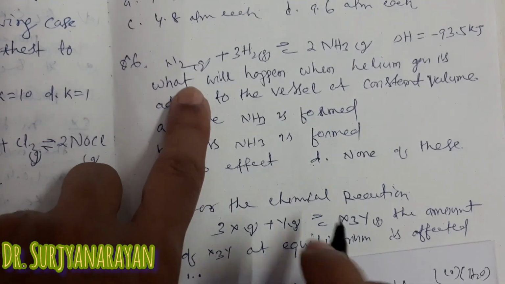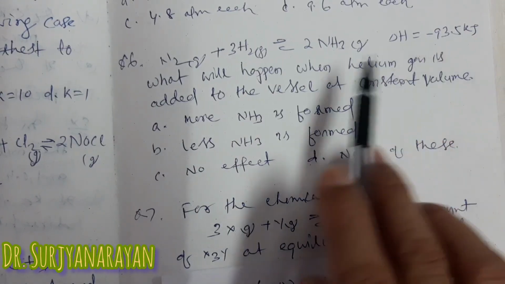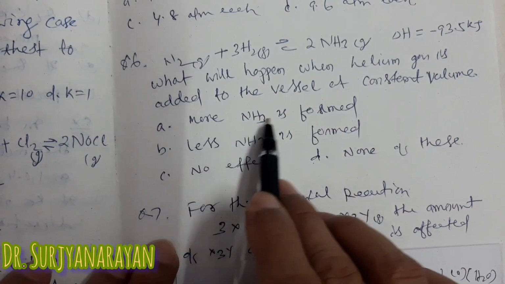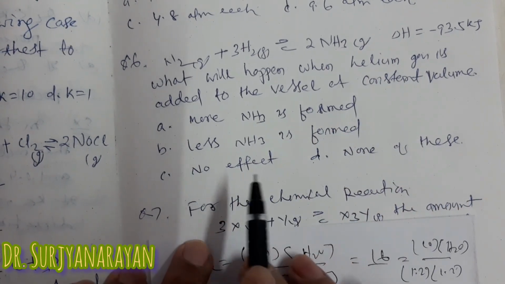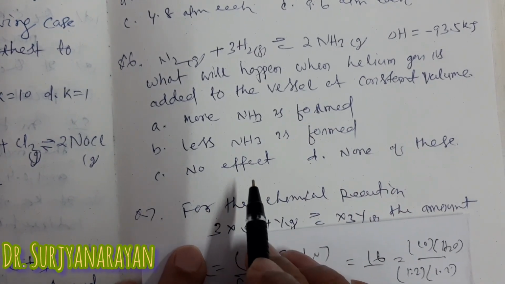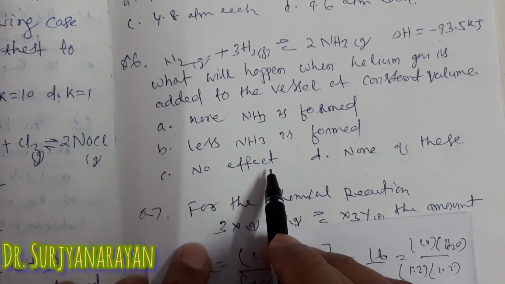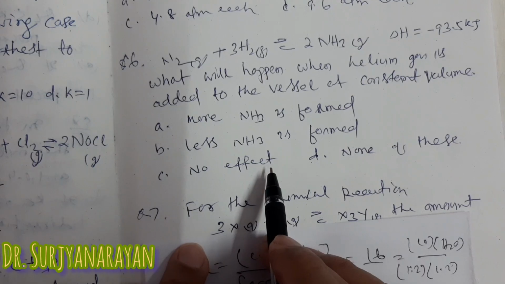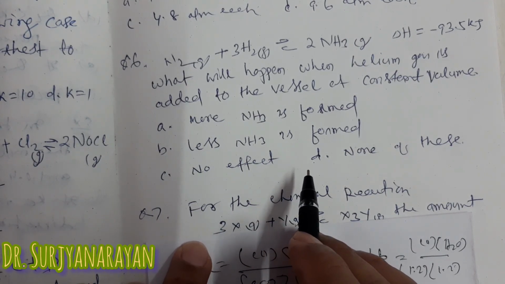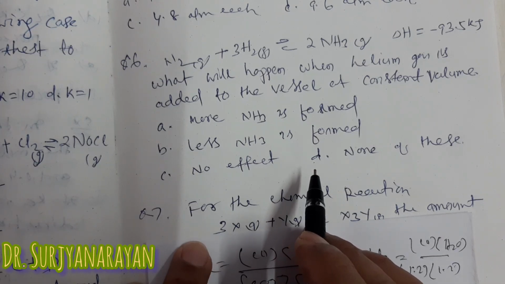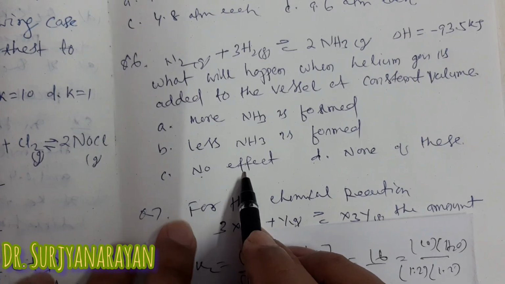Next, nitrogen and hydrogen giving ammonia, delta H is this much. What will happen when helium gas is added to the vessel at constant volume? So you see, no effect. It will have no effect on the equilibrium, because the partial pressure and concentration of the reacting gases, nitrogen, hydrogen and ammonia, do not change. So choice C is the correct answer.